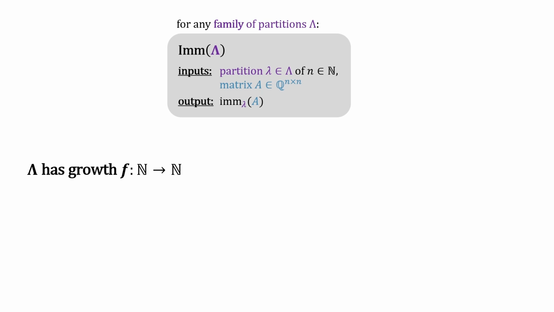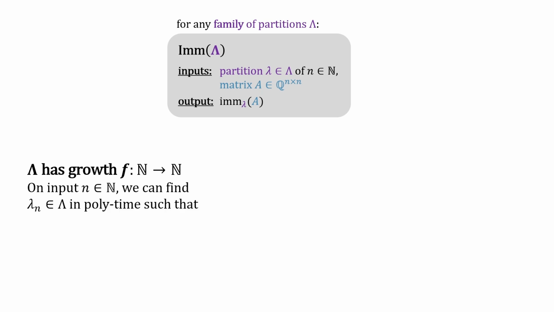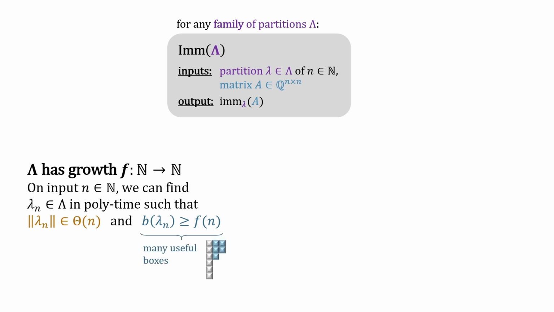We say that a partition family lambda has growth f, for some function f from n to n, if the following holds. For any number n, you can find a partition lambda_n in your family such that two things hold. Firstly, this partition has theta of n boxes, and secondly, its b-value is at least f of n. In other words, we can find partitions that have enough boxes outside of the first column, and furthermore, these partitions overall are neither too large nor too small.